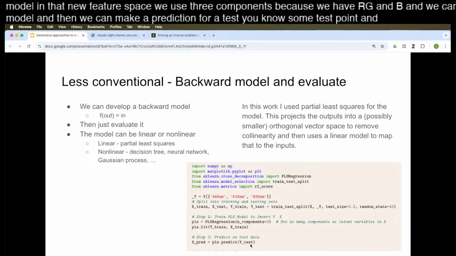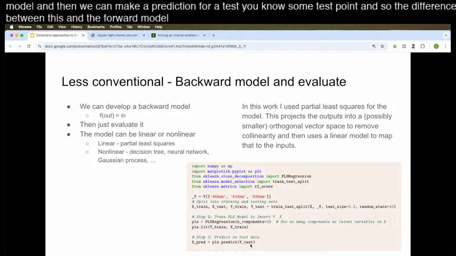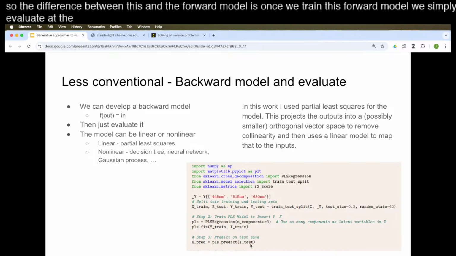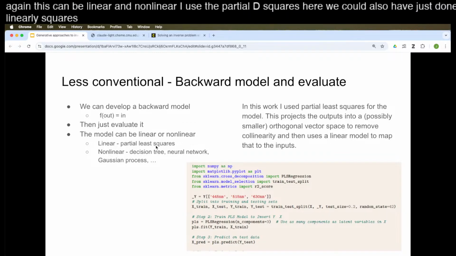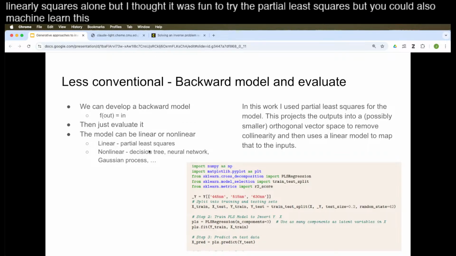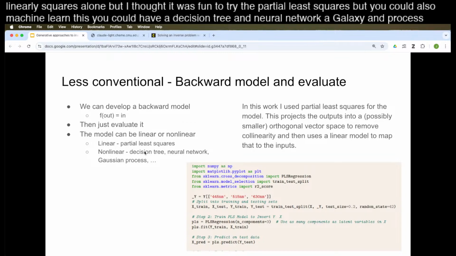And so the difference between this and the forward model is once we train this forward model, we simply evaluate at the outputs we want and get the inputs. So that works really well. And the model, again, this can be linear, nonlinear. I use the partial least squares here. We could also have just done linear least squares alone, but I thought it was fun to try the partial least squares. But you could also machine learn this. You could have a decision tree, a neural network, a Gaussian process, etc.